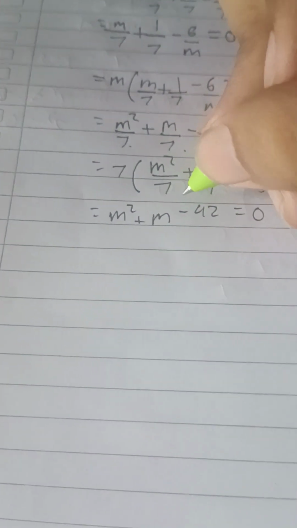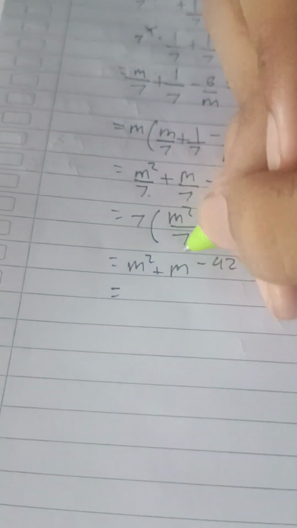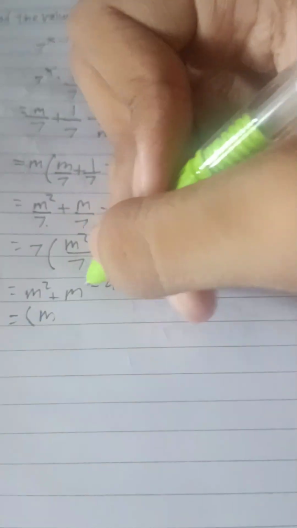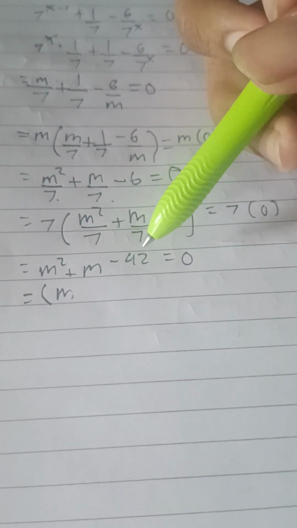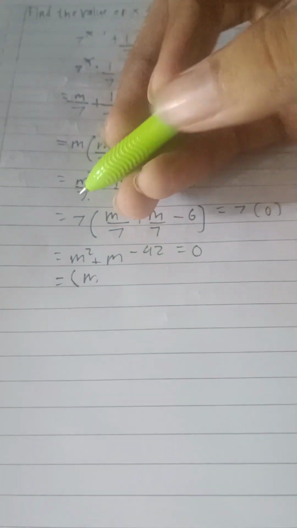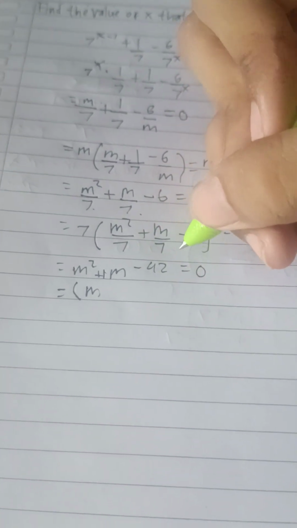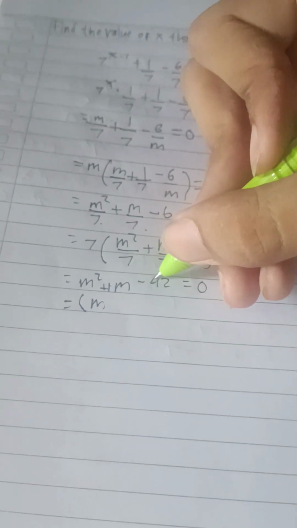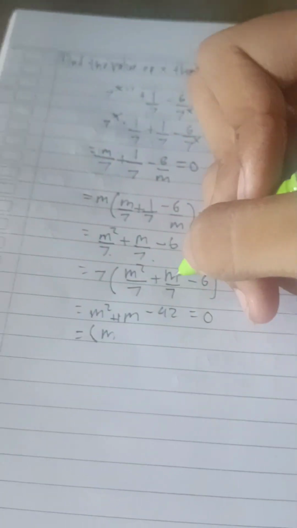And now this is a quadratic. Now we could find the value of this quadratic by using the quadratic formula, but we don't need to. We could just simply factor this out. So to factor this out, we need to find two numbers that when added together are equal to 1, and when multiplied by each other, the result is negative 42, and the only solution for that is negative 6 and positive 7.